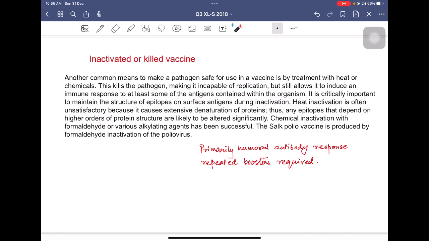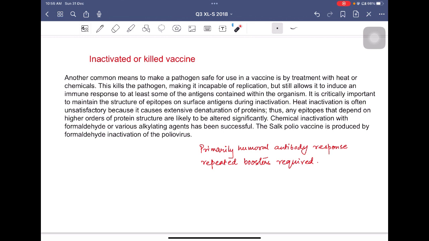And it is very important to maintain the structure of the epitopes on the surface of antigens during this inactivation, because the epitopes are what are recognized by the immune system, right? The epitopes are recognized by the antibodies. So it is very important that during inactivation, the structure of these epitopes is not destroyed.